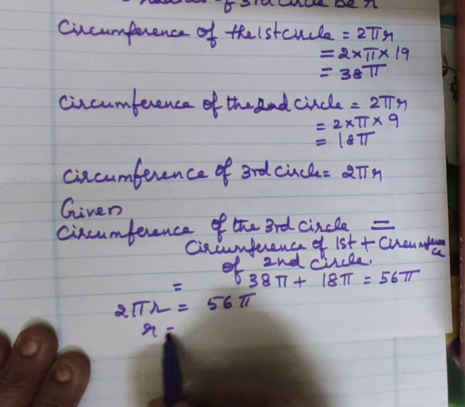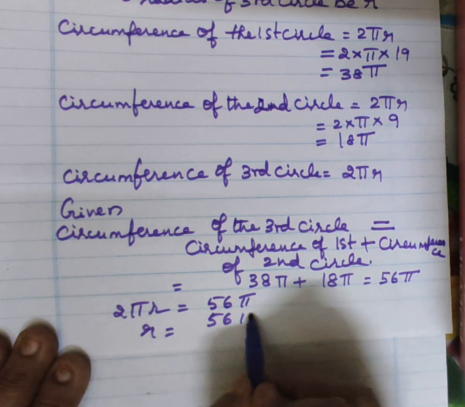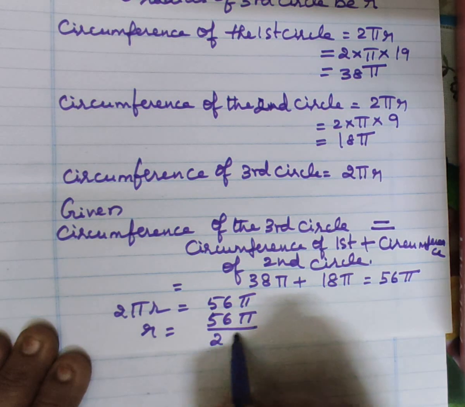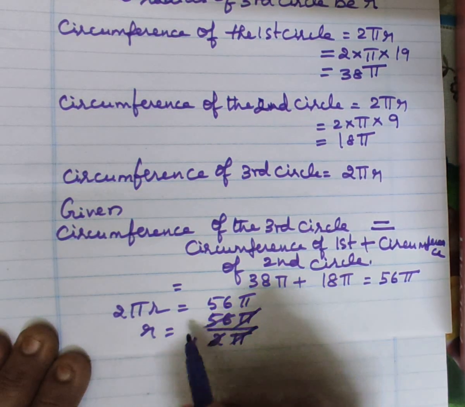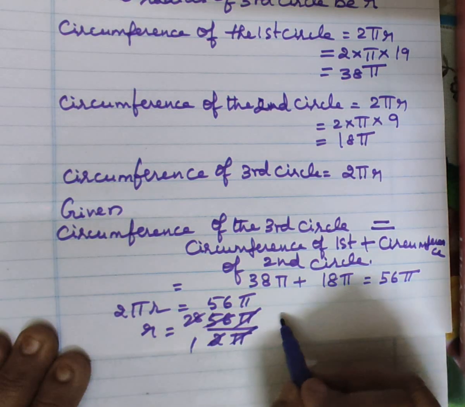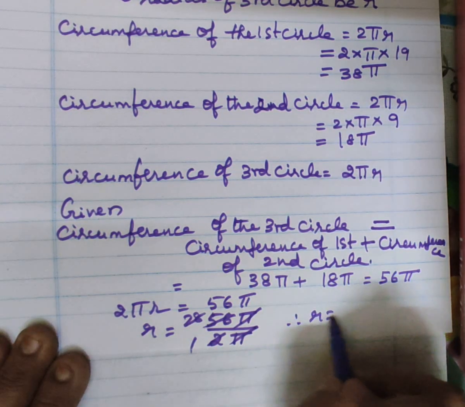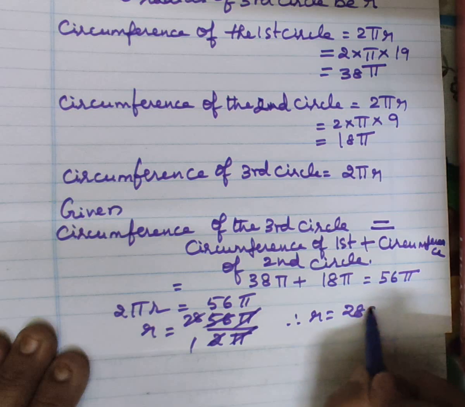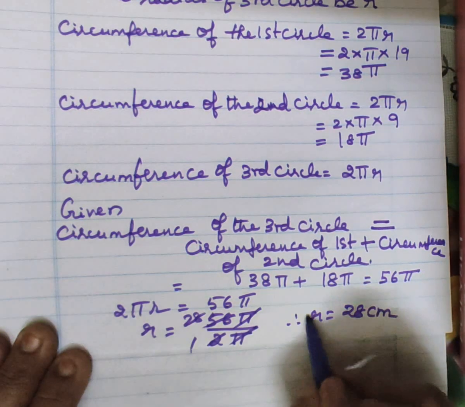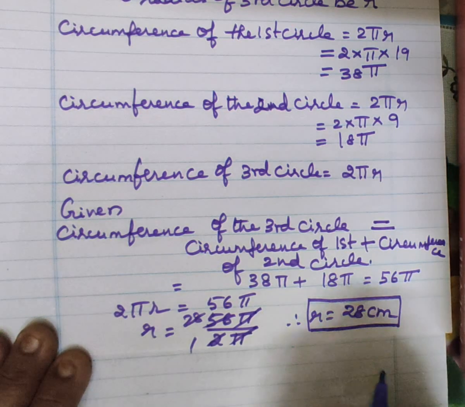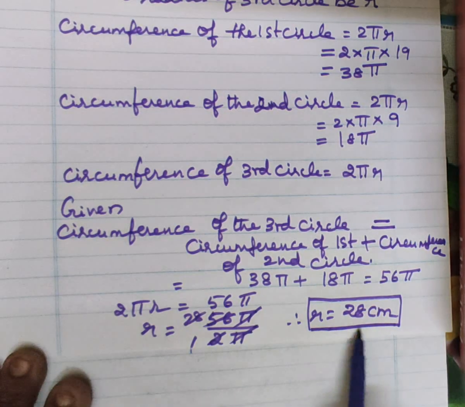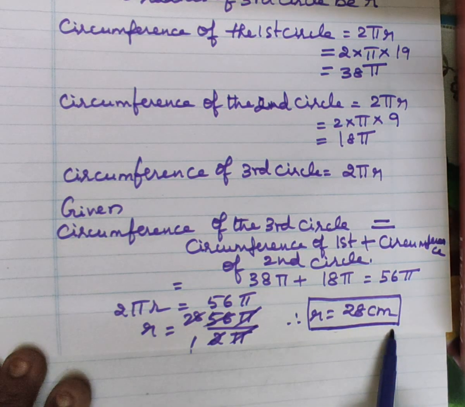Now r is equal to 56 pi by 2 pi. Now pi and pi get cancelled. 2 ones are 2, 2 eights are 16, so 28. Therefore r is equal to 28 centimeters. So the radius of the third circle is 28 centimeters. Thank you.